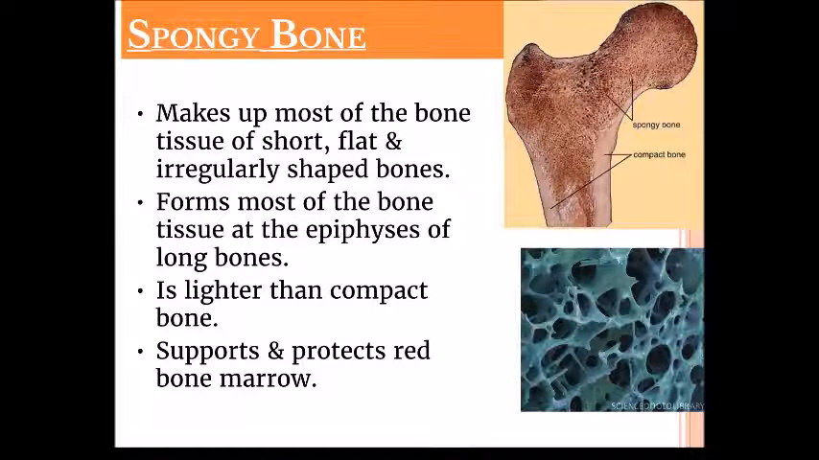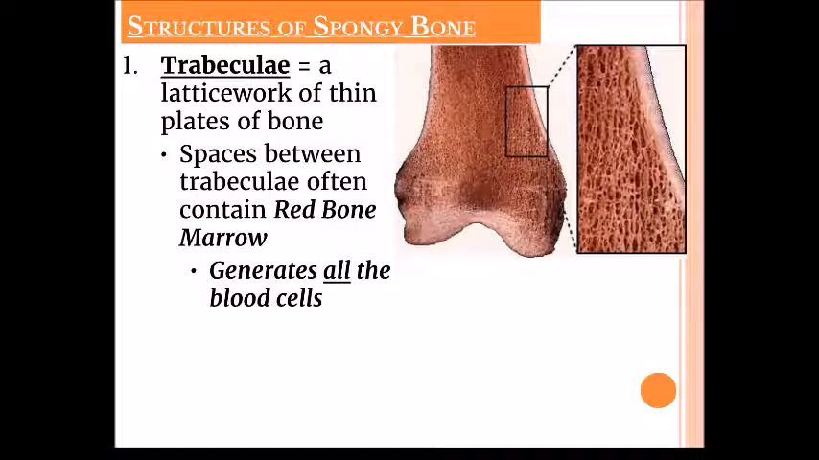Spongy bone is, as the name implies, full of lots of little holes, and so that makes spongy bone lighter than compact bone, and those holes serve to support and protect the red bone marrow. Now, the spongy bone structure is made up of what we call trabeculae, and these are little thin plates of bone material. And the great thing about spongy bone is all those little holes can be filled with red bone marrow. And as you remember, red bone marrow is very important because it's what actually generates all the blood cells for your body.